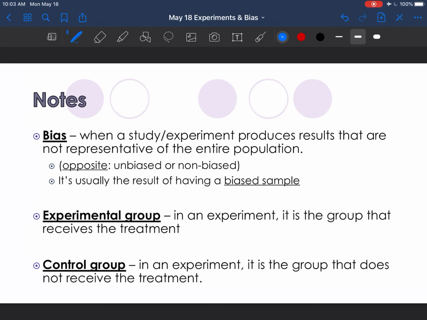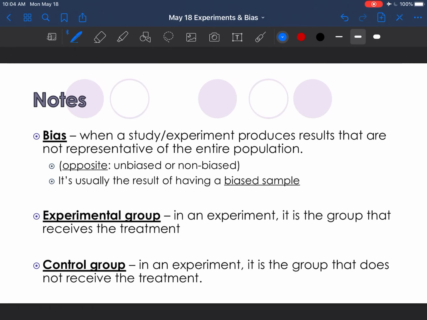So a biased sample, remember a population is the entire group that you want to find information about, but you can't always do an experiment for the entire group, so you choose a sample. You'd say, I'm going to choose 50 people to participate. So when you go to choose those 50 people to participate, you have to be careful because the way you choose those 50 people might be biased, which then makes the results from your experiment or study biased, which you don't want. The opposite of the word biased would be, you might see it sometimes as unbiased or non-biased. Both mean the same thing.